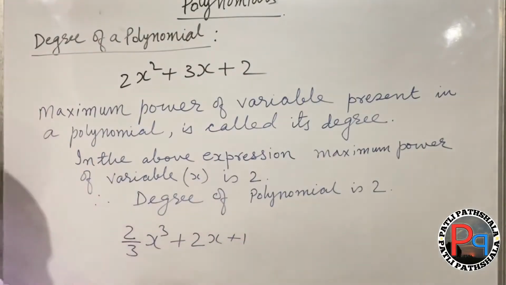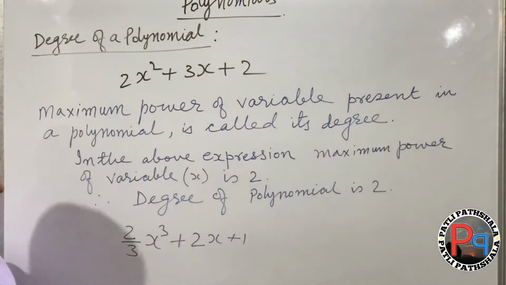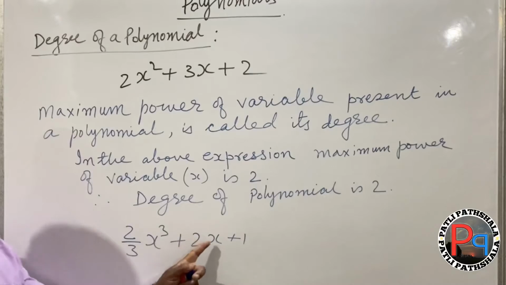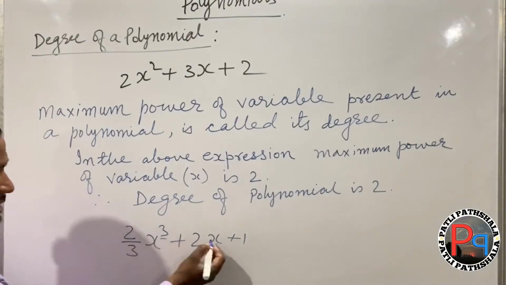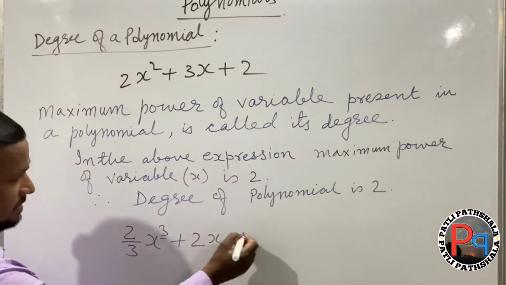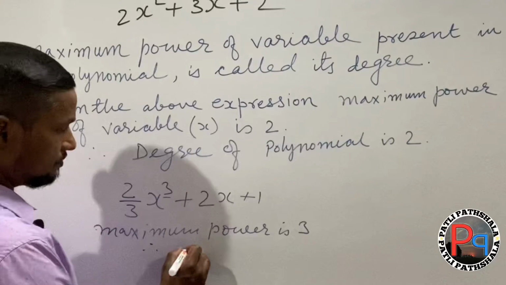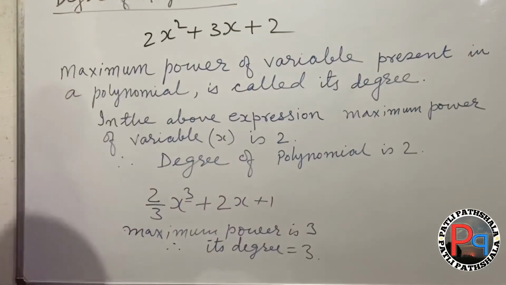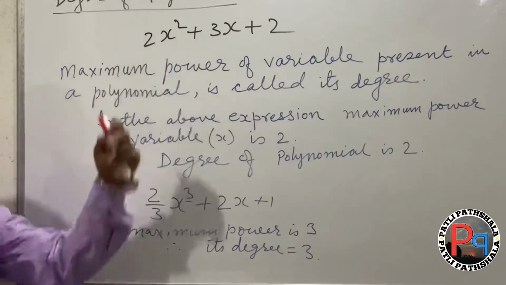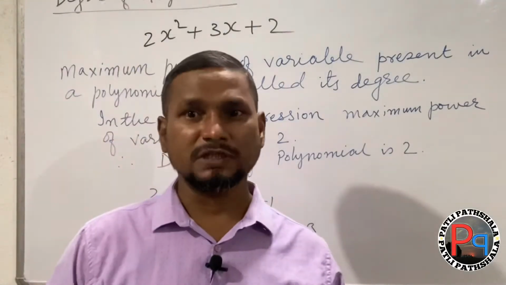This is clearly a polynomial, because the power of variable is an integer and it is a non-negative integer: it is 3, here 1 and here 0. So the maximum power is 3. Therefore its degree is 3. So it is also called a third degree polynomial, or a second degree polynomial in the earlier case. Now the classification of polynomials on the basis of degree.